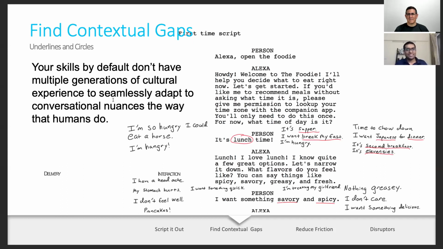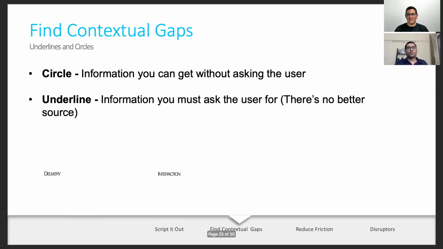Your skill doesn't, right? So the way we do it is we say that at this point, maybe what you should do is circle anything that you think you can get without asking the user, and underline anything that you must ask the user for. There's no other better source except asking the user, right? At the same time, keep this in mind: don't expect your skill to be top notch from day one. Like, you launch it and it's going to be really great.